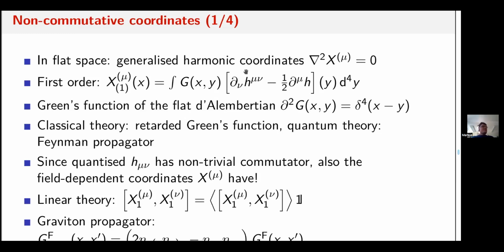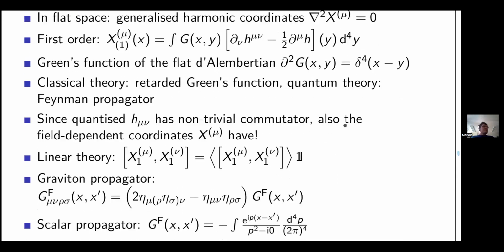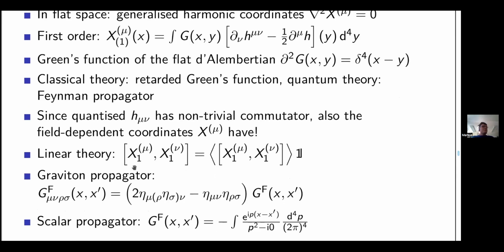And the H here, it's a quantum field. It has a non-trivial commutator. So of course, the X, which is a function of H, also has a non-trivial commutator, as I told you. Now, it's a linear theory. So the commutator will be just proportional to the expectation value times the unit. And then one can actually compute this. So to compute the commutator of this x1, you just have to compute the expectation value.